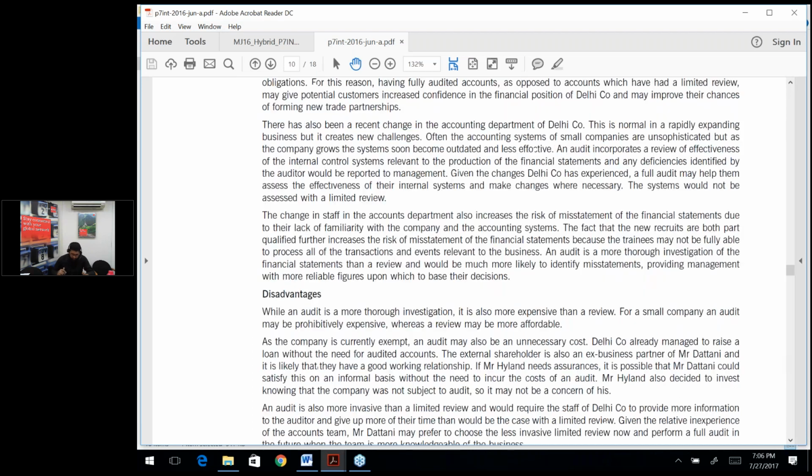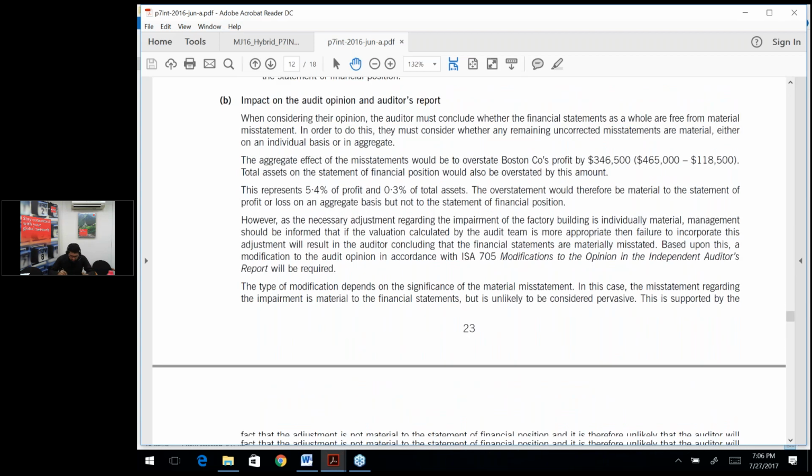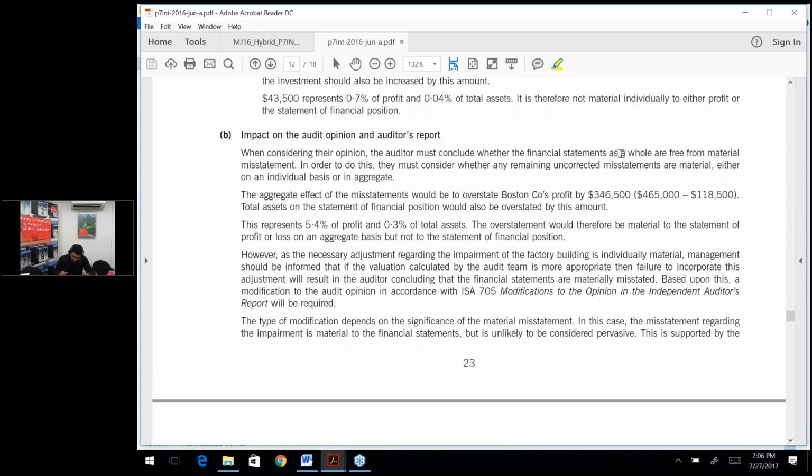So see here, what does it say in the answer? When considering their opinion, the auditors must conclude whether the financials as a whole are free from material misstatements. In order to do this, they must consider whether any remaining uncorrected misstatements are material, either on an individual or an aggregate basis. So you need to consider individual and aggregate. Aggregate effects of misstatement would be to overstate Boston's profit by this and this.